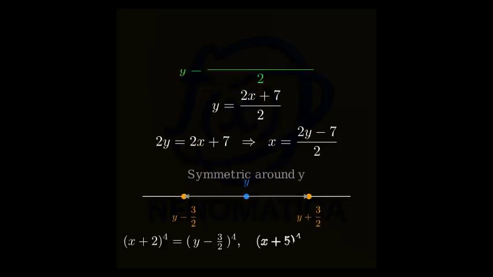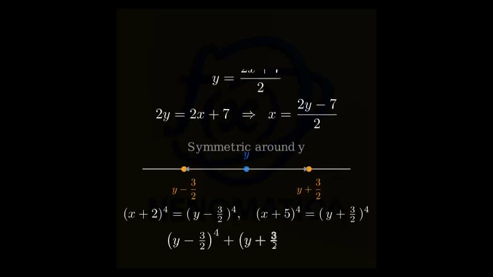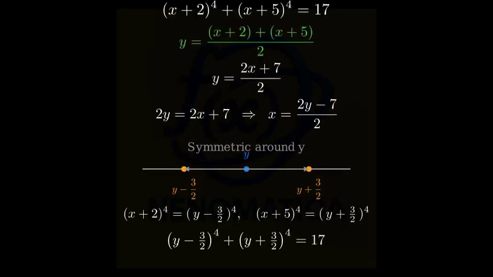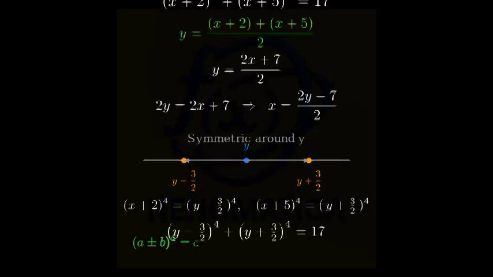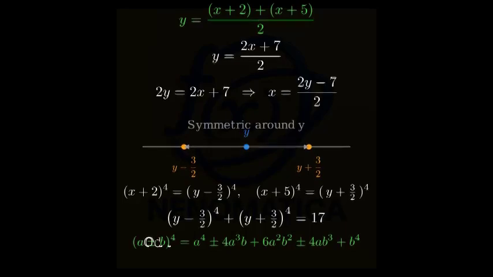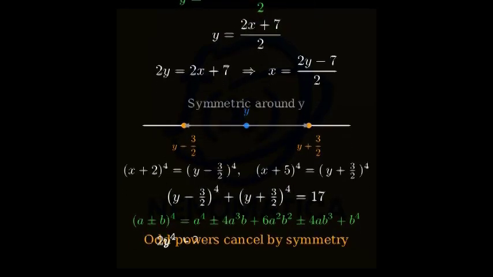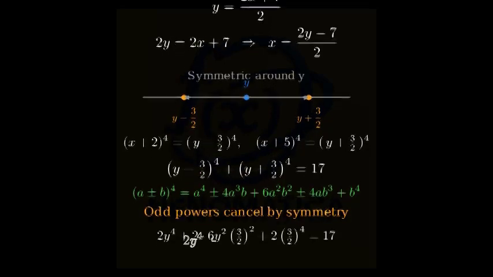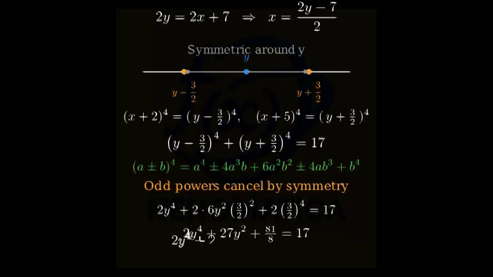Now substitute into the equation. (y - 3/2)^4 + (y + 3/2)^4 = 17. Step 3. Expand each fourth power using the binomial theorem. Because these two terms are symmetric, the odd power terms cancel out, the y cubed and the y terms vanish. We are left with 2y^4 + 27y^2 + 81/8 = 17.